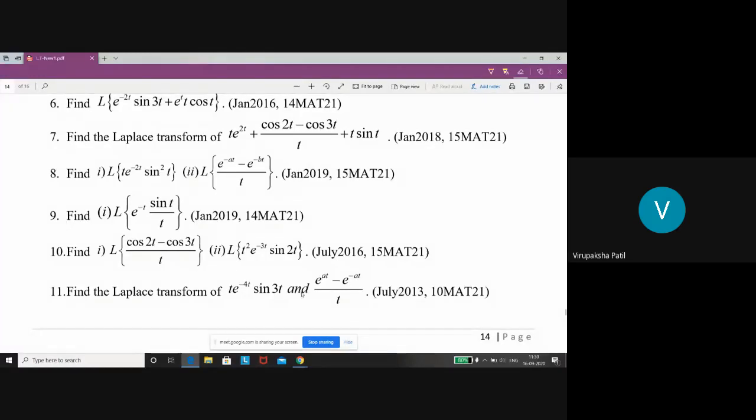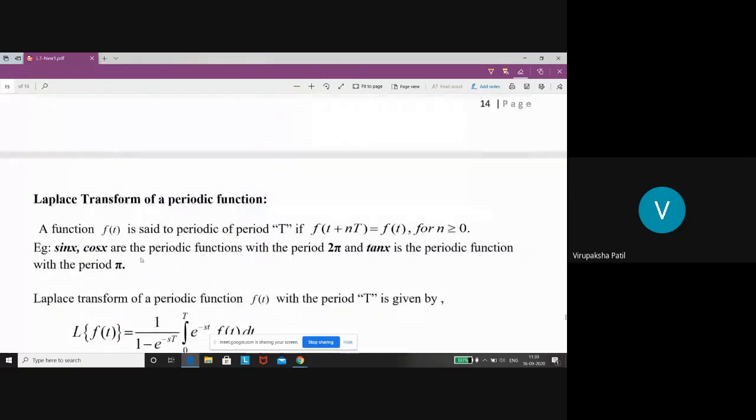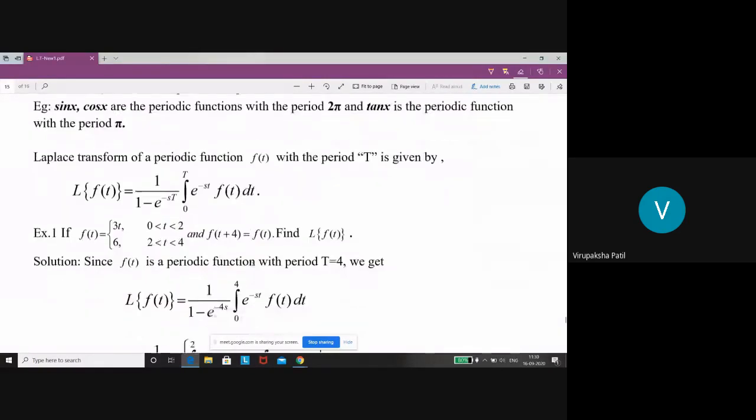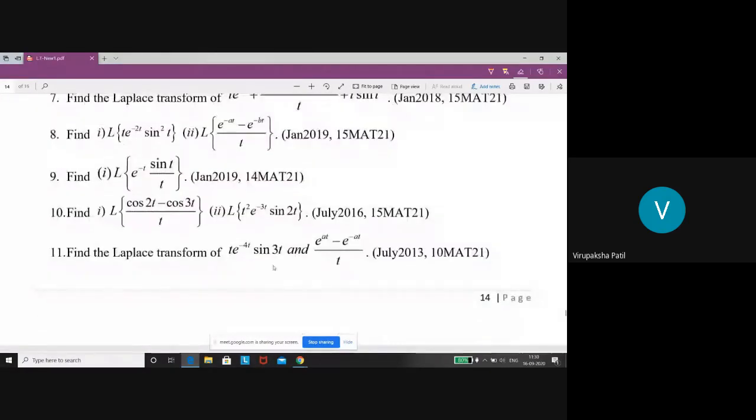Okay, I will put the notes up. I will put everything up to this now. Next class onwards, we are going to discuss about the Laplace transform of periodic function. Please just go through the definition of periodic function so that it becomes easy for you.